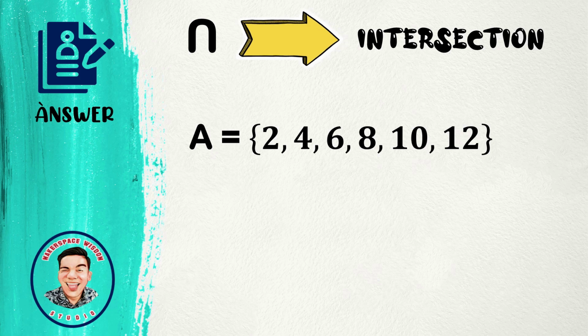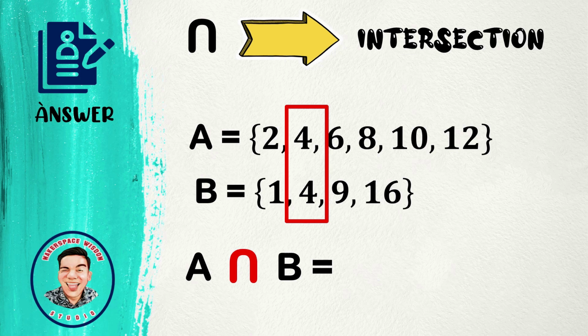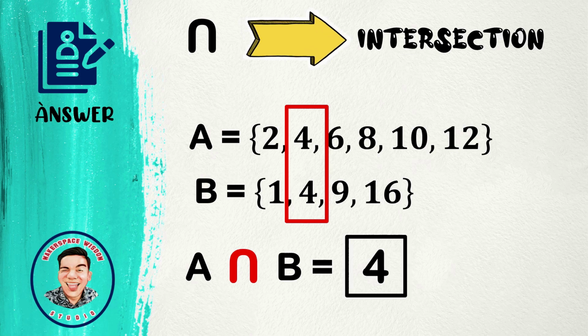We are given set A with the elements 2, 4, 6, 8, 10, and 12, and set B, which consists of the elements 1, 4, 9, and 16. Now, we are looking for the intersection, or the elements that are common to both A and B, and this is 4. Therefore, A intersection B is equal to 4.